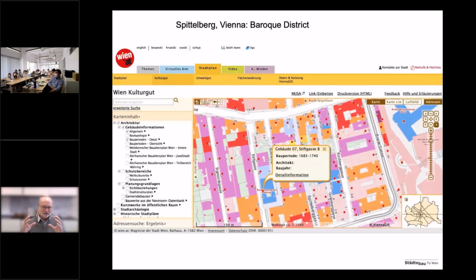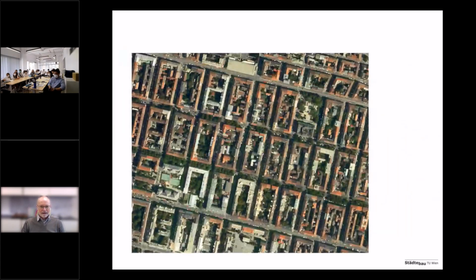What we have nowadays as well is a very precise documentation in GIS of all the buildings, where they are located, when they were built. Usually we know the architects, the year of construction, and even further detailed information.